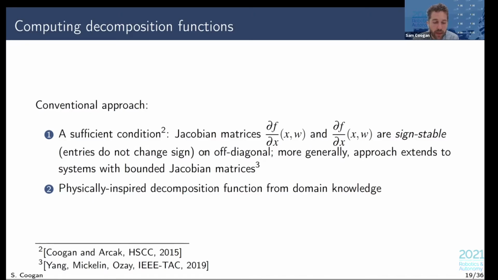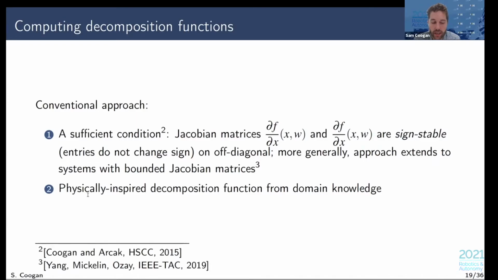So a rather simple, sufficient condition for obtaining decomposition functions is if the Jacobian matrices, partial f with respect to w, excuse me, that's a typo that I need to fix, are sign stable, so that their entries don't change sign over the state space. You can also extend this, and in fact, Nejmi Ayoze and collaborators did this a couple years ago. You can extend this approach to systems with bounded Jacobian matrices. So this is one approach to obtaining decomposition functions.